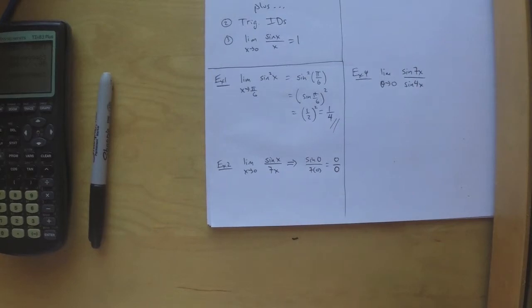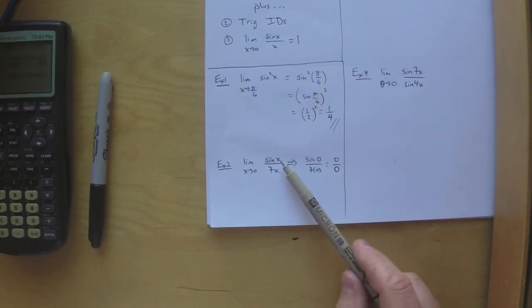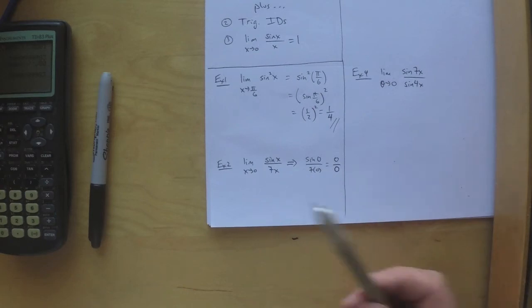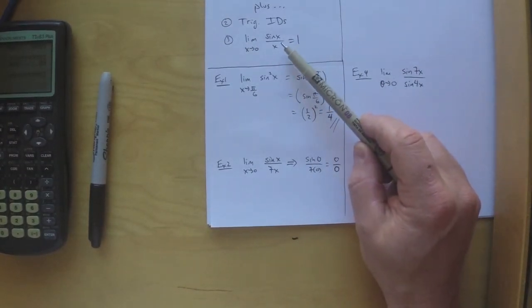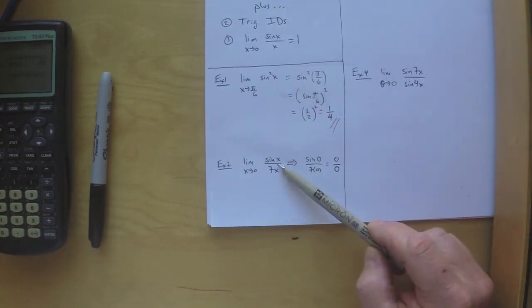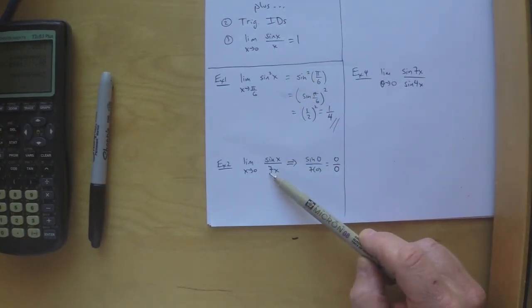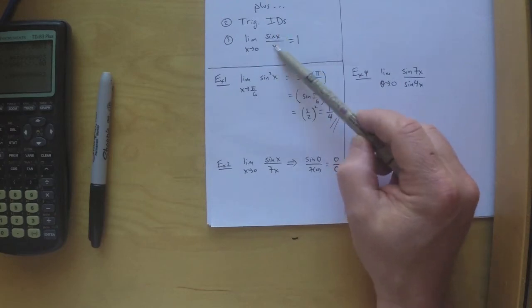So now I think about all the strategies. Does this scream factoring and expanding and LCDs? No. Does it scream any trig identities? Not really, because there's no double angles and I don't see any sine squareds. So my only hope is this guy. But notice how it's very close, but the trouble is there's a 7 here. So I need to algebraically extract this.